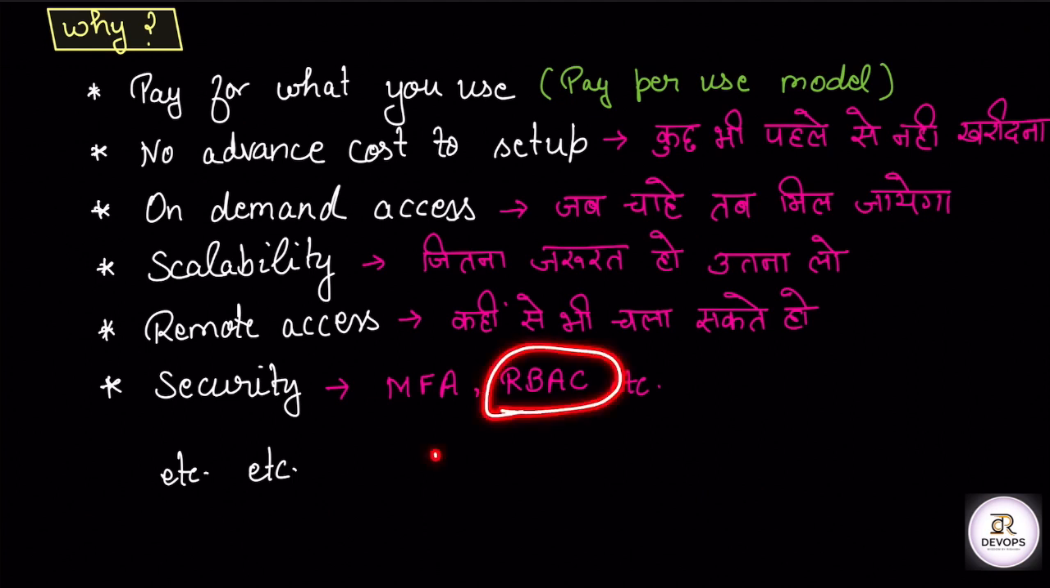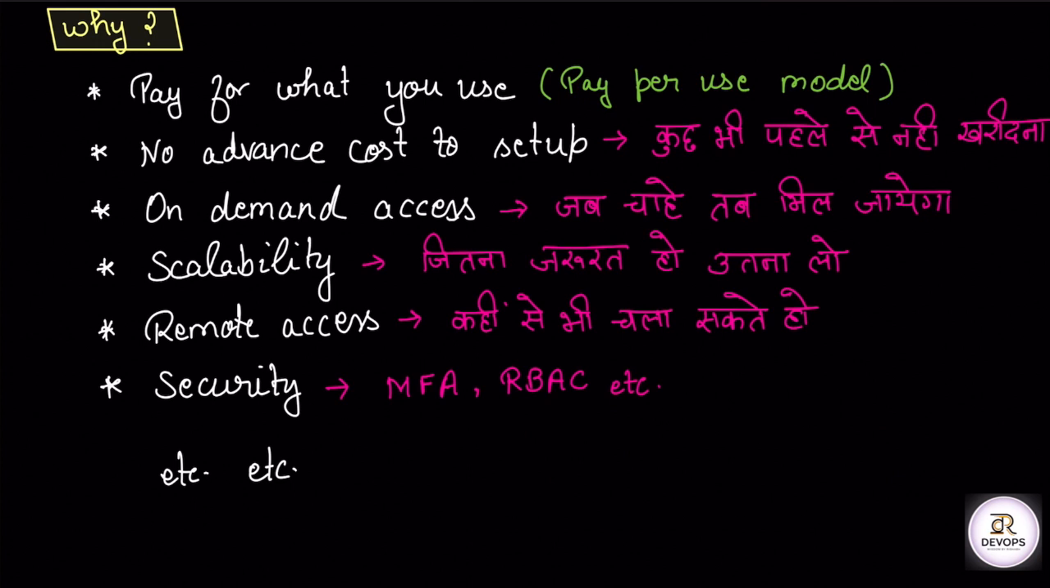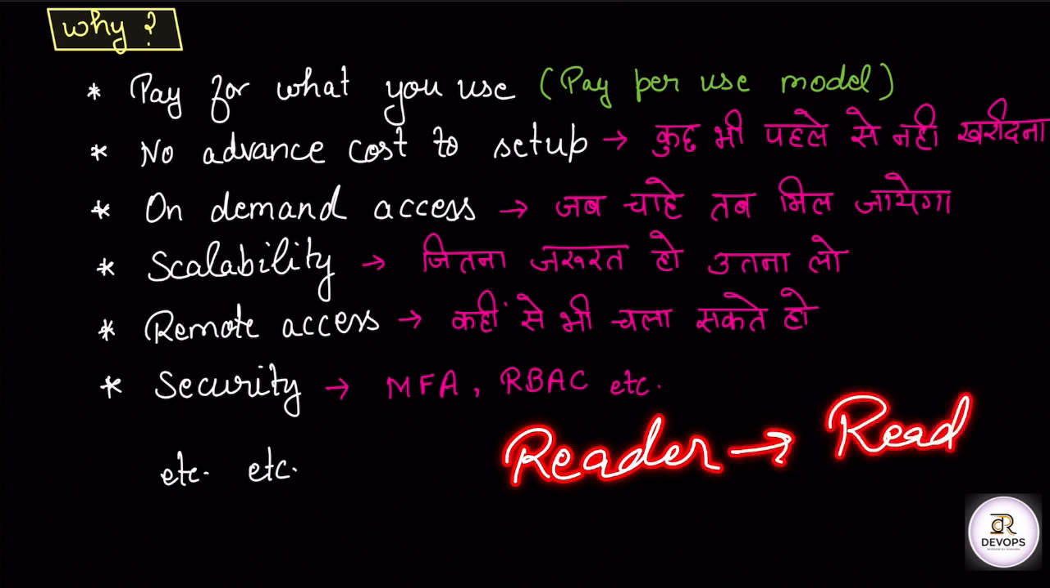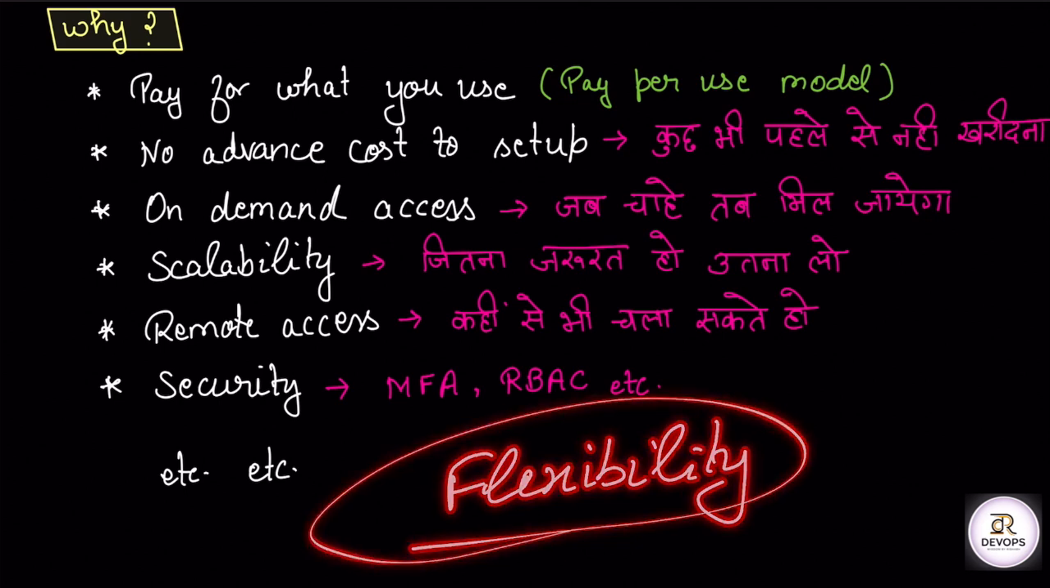Then RBAC, that means role-based access control. In role-based access control, we create the role, and on that particular role, authorization will be done. For example, if someone has been assigned an admin role, he will get full access approximately. Then if someone has a reader role, he can just read the details. He can't create anything. There are other facilities in cloud like flexibility, then high availability, etc. So we should always consider the cloud.